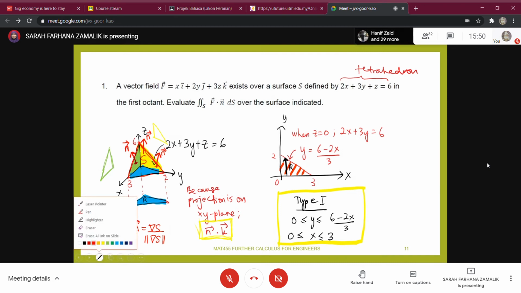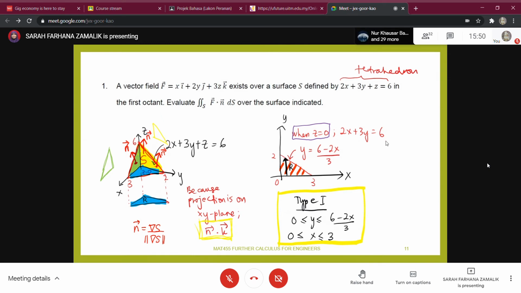How do you know the equation for your XY here? Yes, let Z equals to 0. Sebab kita ada surface Z equals to 0 kat sini. You know this is surface Z equals to 0. Okay, so that's why when Z equals to 0, you just substitute into your equation of your tetrahedron here. 2x plus 3y plus z. When Z equals to 0, so sebab tu kita ada 2x plus 3y equals to 6. So rearrange which variable you want to use, up to you.